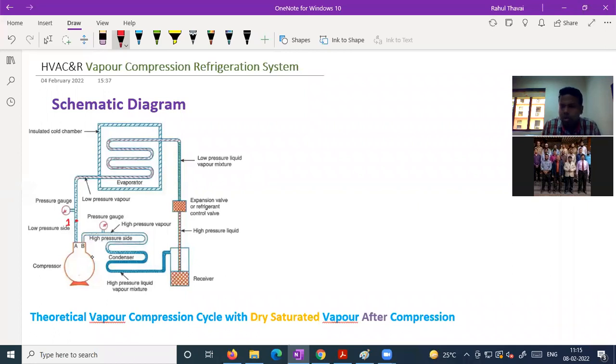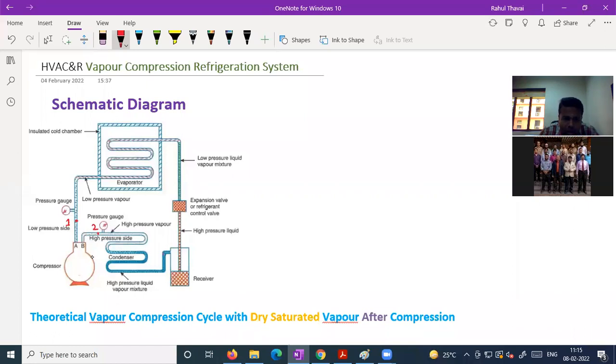Okay, so in the compressor, what happens? It gets compressed, and we will get it at point number two. One is the inlet to the compressor, two is the exit of the compressor. Once it is getting out of the compressor, it goes to the condenser. This is a condenser. From the condenser, it will come out at point number three.